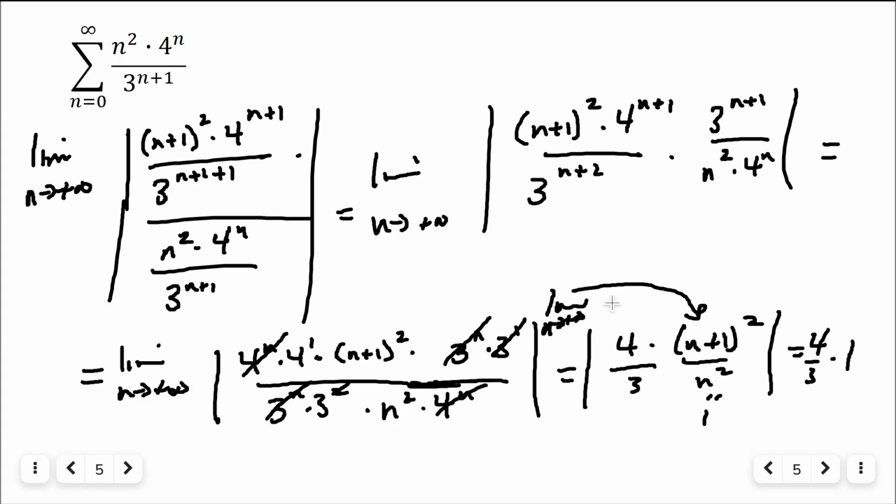The 4/3 doesn't matter in the limit. It doesn't have an n. It's going to be 4/3. That's greater than 1, right? 1 1/3. So this series diverges by the ratio test.